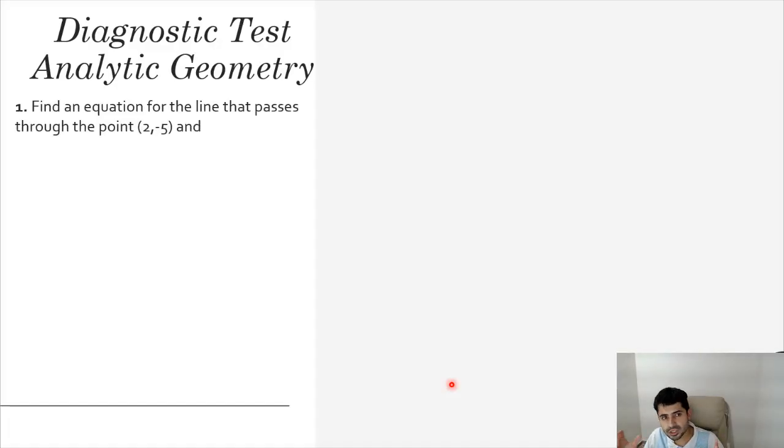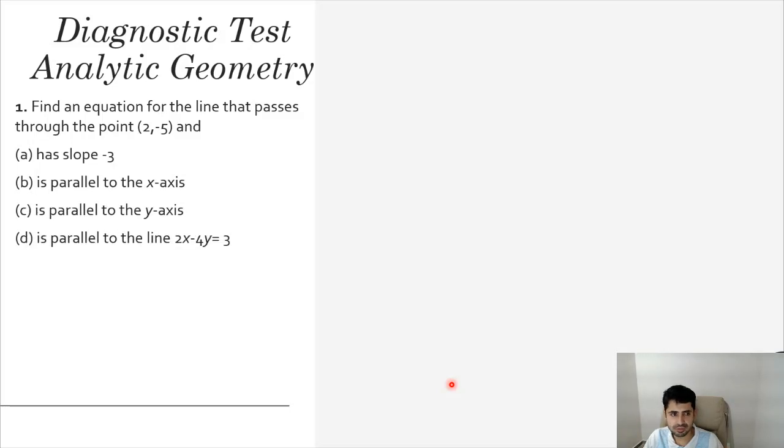Find an equation for the line that passes through the point (2, -5) and (a) has a slope of -3, (b) is parallel to the x-axis. Okay, we're going to move a little bit fast, so we're going to start now with the first one. A has a slope of -3. So in this one we already have this value.